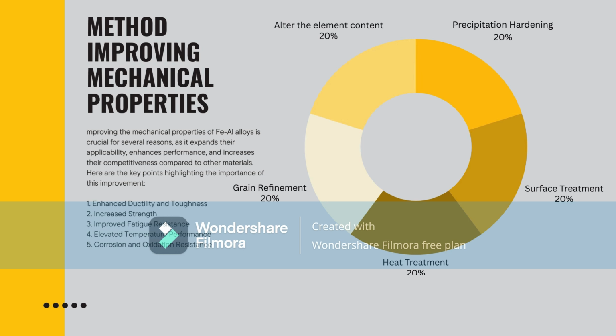After talking about applications, what are the methods to improve the mechanical properties? Improving the mechanical properties of iron aluminum alloy is crucial. It expands their applicability, enhances performance, and increases their competitiveness compared to other materials. What are some importance of this improvement? We can increase the strength, improve the fatigue resistance, elevate the temperature performance, corrosion and oxidation resistance, and enhance ductility and toughness. In this video, we'll only talk about five of them, which are precipitation hardening, surface treatment, heat treatment, grain refinement, and altered element content.